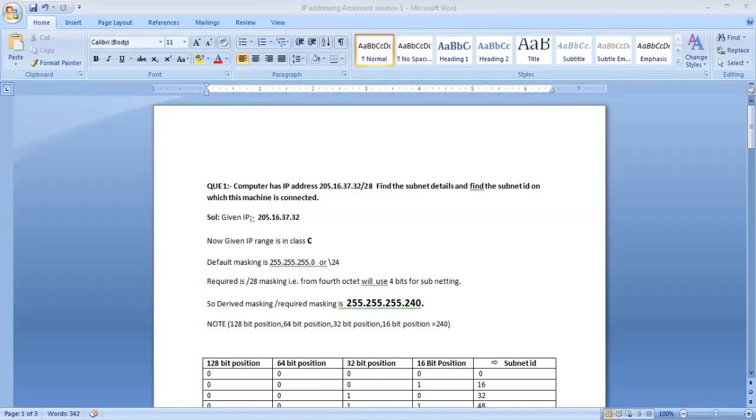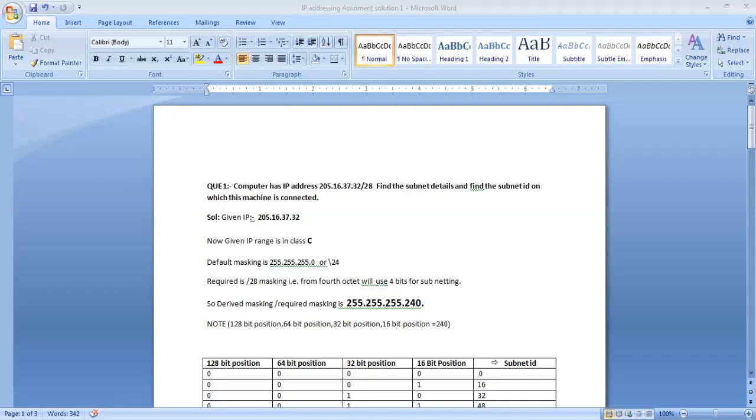In my last lecture I gave one assignment related to IP address subnetting. The given IP address is 205.16.37.32 and CIDR masking is given as /28. The question is to find the subnet details and find the subnet ID on which the machine is connected. So let's start the solution.